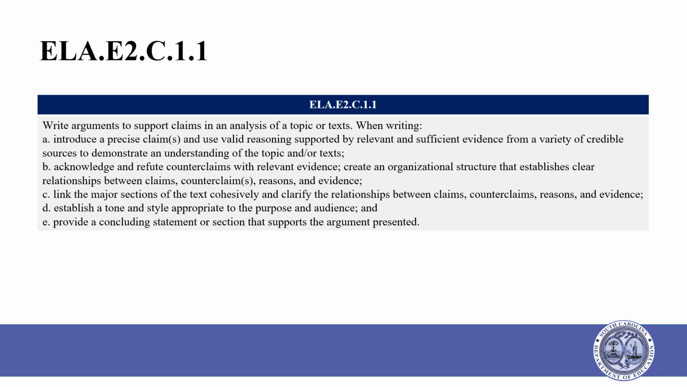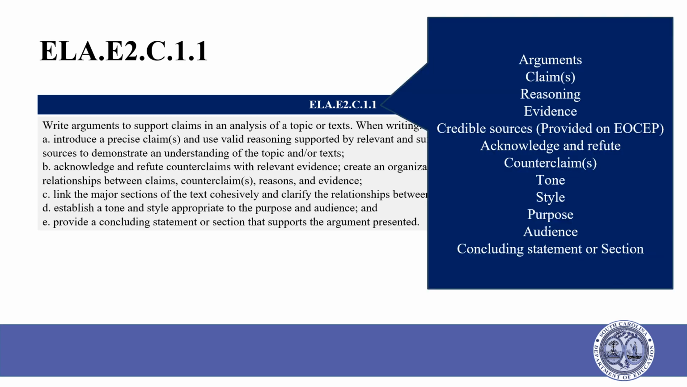For those of you looking at the English 2 handouts, we will begin with C.1.1, argumentative writing. At the top of the handout, you will notice the C.1.1 indicator for English 2. Highlight or underline the following academic language: arguments, claims, reasoning, evidence, credible sources, acknowledge and refute, counterclaim, tone, style, purpose, audience, concluding statement or section.